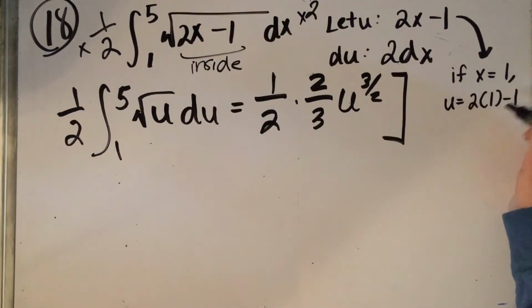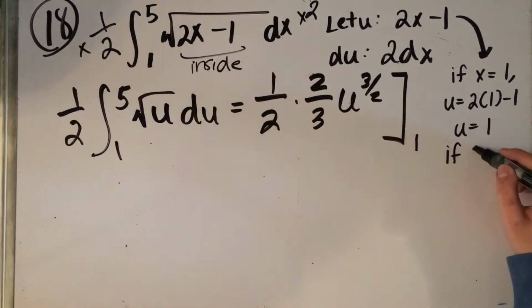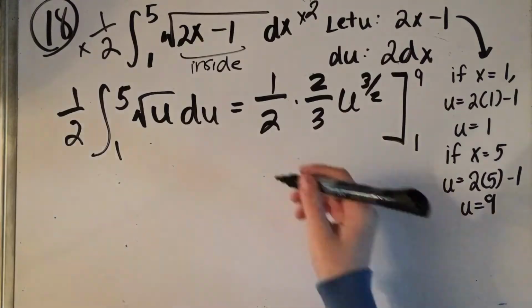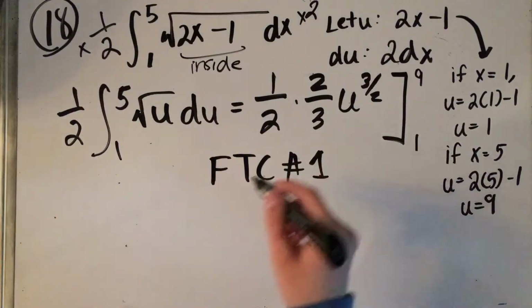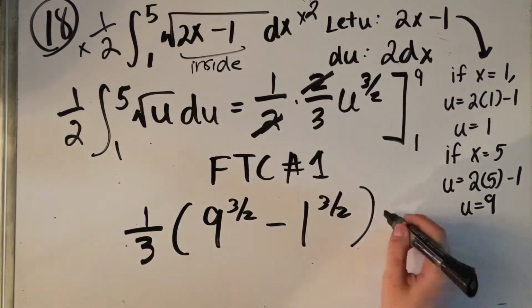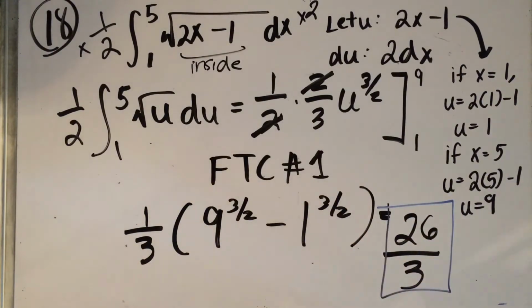However, now we must change our limits because, just like every part of our integral, we must put those in terms of u too. So using our u, or 2x minus 1, we know that if x equals 1, then u equals 1, and if x equals 5, then u equals 9. So now all we have to do is use the fundamental theorem of calculus number 1 and solve. We get 26 over 3.